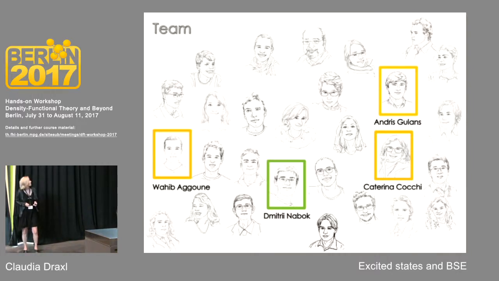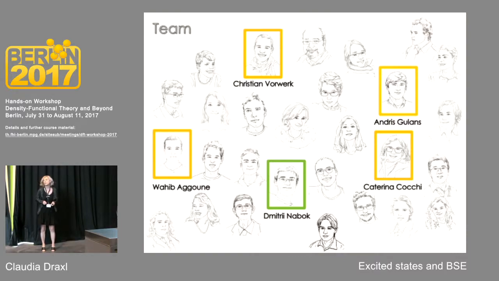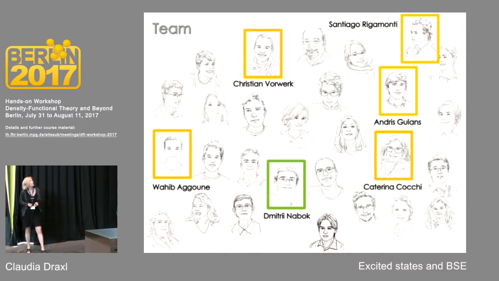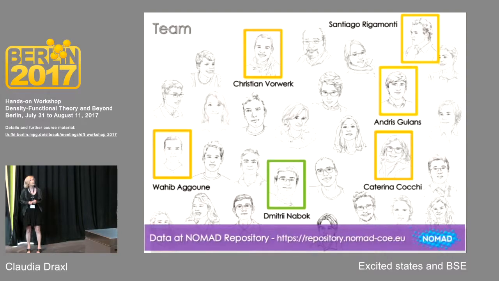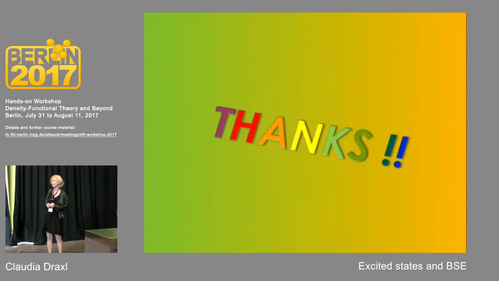Wahib Agun has computed together with Katharina the boron nitride graphene superlattices. Christian Vorwerk has implemented the fully relativistic beta version for core excitations. And I also would like to mention Santiago Rigamonti, who has worked on time-dependent DFT. Needless to say that all the calculations that are involved in the results I have shown are uploaded to the NOMAD repository, so you can look them up. And with this, I would like to thank you for your attention.